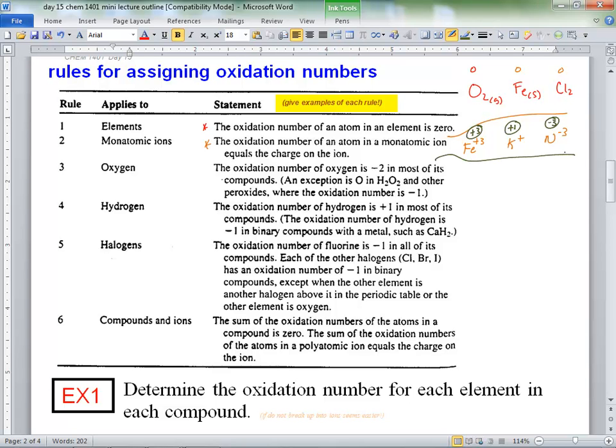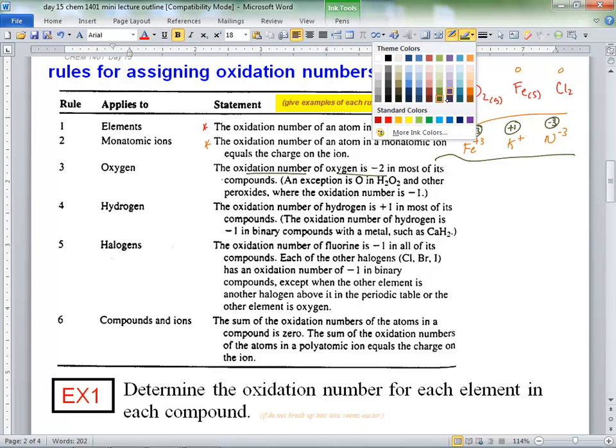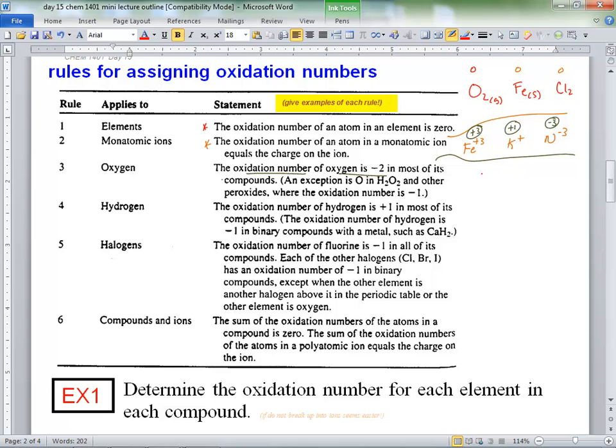Then the oxidation number for oxygen is -2, pretty much always, in all of its compounds. So whether you have H2O, acetic acid, it doesn't matter how complicated or simple you make it, or calcium oxide, oxygen is always -2. And by knowing that, it helps you figure out the other atoms. Oxygen is almost always -2.